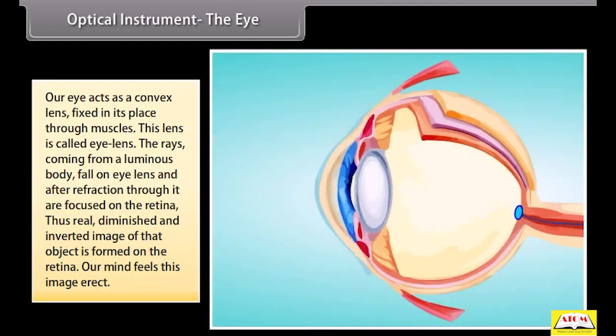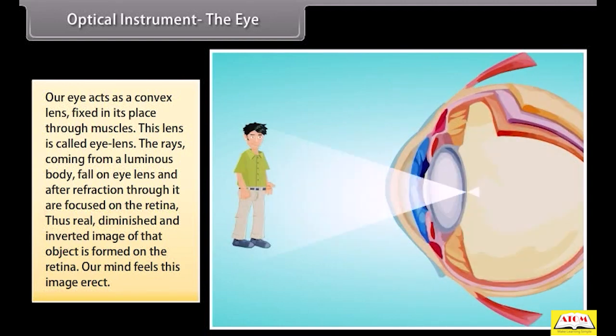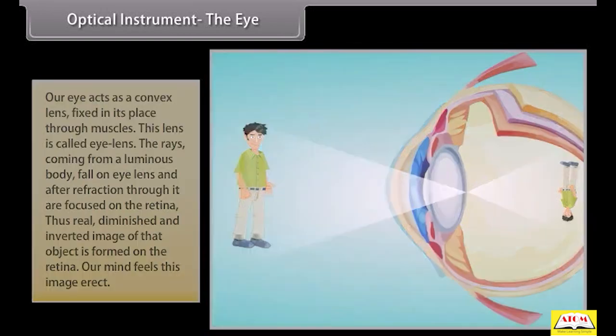Optical instrument, the eye. Our eye acts as a convex lens fixed in its place through muscles. This lens is called the eye lens. The rays coming from a luminous body fall on the eye lens and after refraction through it are focused on the retina. Thus, a real, diminished and inverted image of the object is formed on the retina. Our mind feels this image erect.